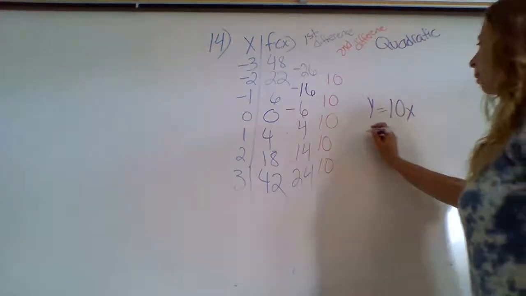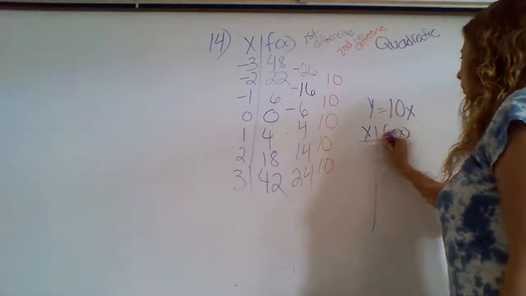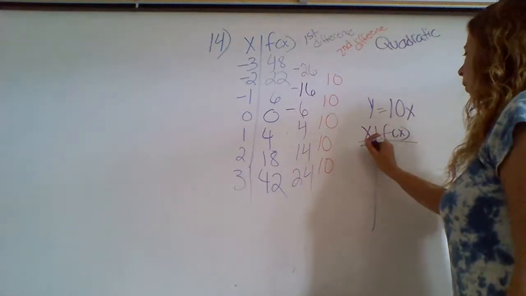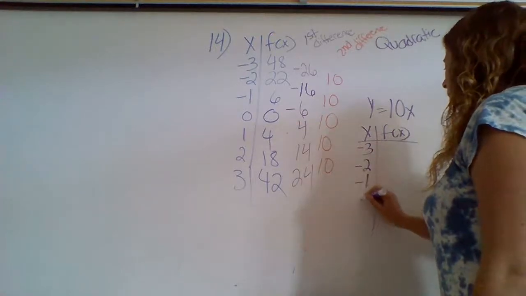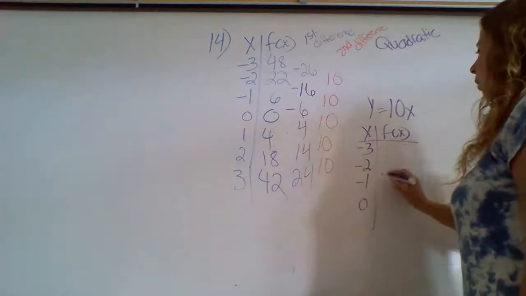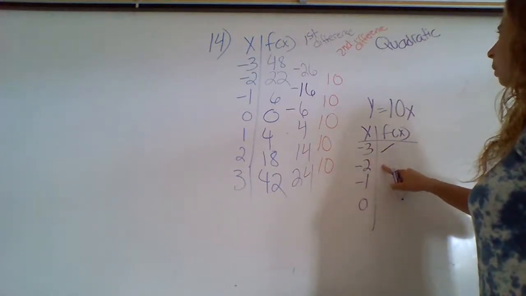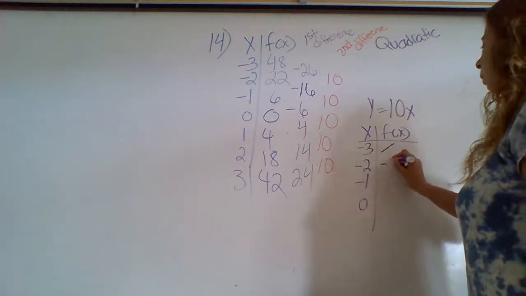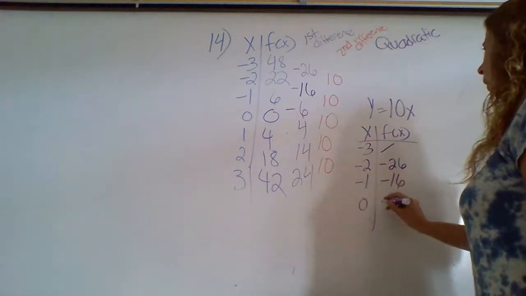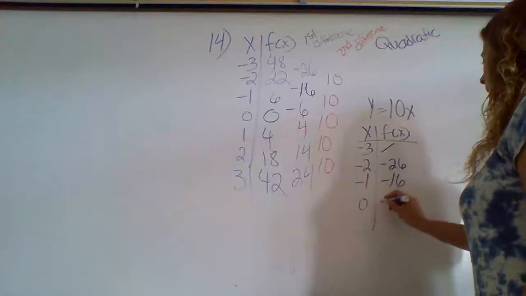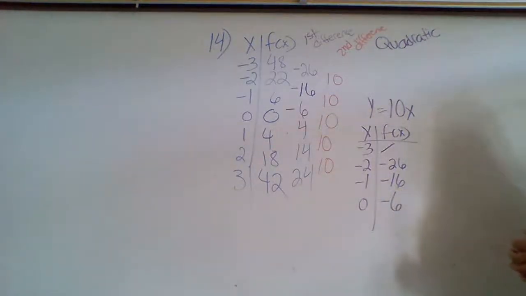Should I make it separate? I can make a separate table. Let's do x, f of x, -3, -2, -1, 0. Okay. So nothing goes with the -3. Our first difference is -26, and then -16, and then -6.